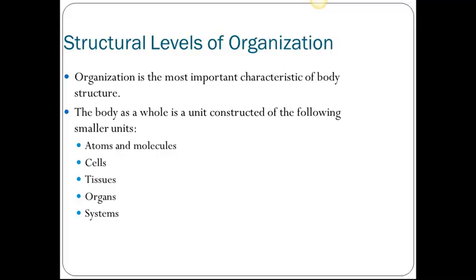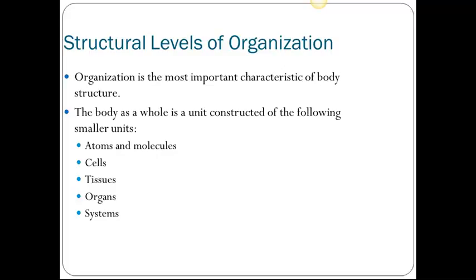Structural levels of organization. So the organization is the most important characteristic of the body's structure. The body as a whole is a unit constructed of the following smaller units, and they are listed from smallest to largest. First, we have the atoms or molecules, which are at the chemical level. And then we have the next biggest level, which is cells, which are the small structural units in their organization of various chemicals. The existence of life depends on the proper levels and proportions of chemical substances in the cells.